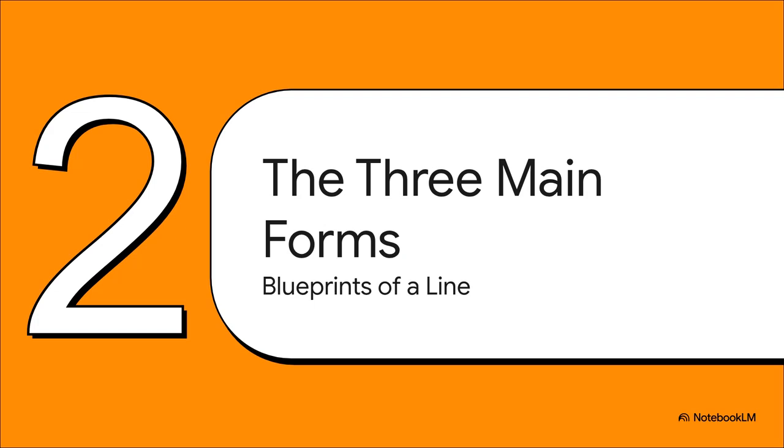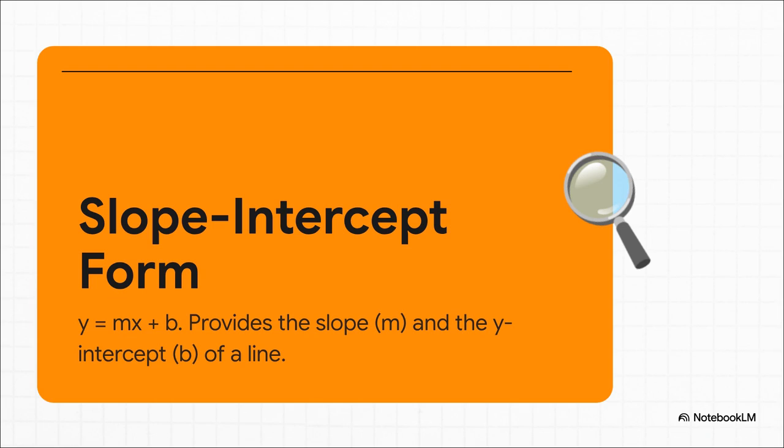So how do we build these things? Well, there are 3 main ways. Think of them like different blueprints for describing the exact same straight line, but each blueprint has its own unique strengths. You've definitely seen this one before.